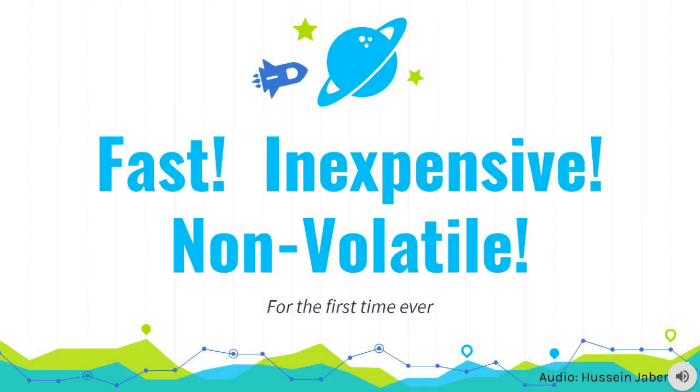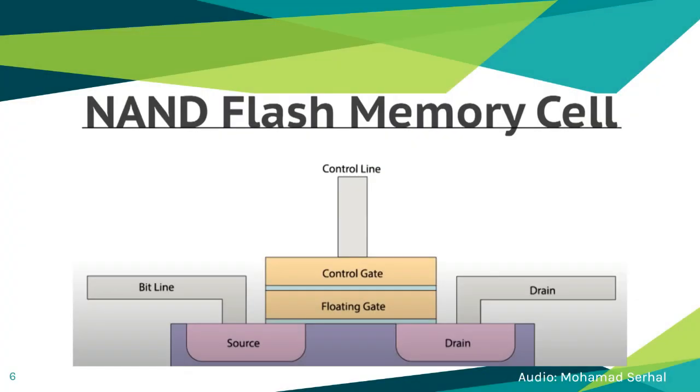Here is where this new technology comes in. The crosspoint is fast, inexpensive, and non-volatile, which places it right in between physical memory and the solid-state memory. Now, before we take a look at the 3D crosspoint, we will have to look at a NAND flash cell.